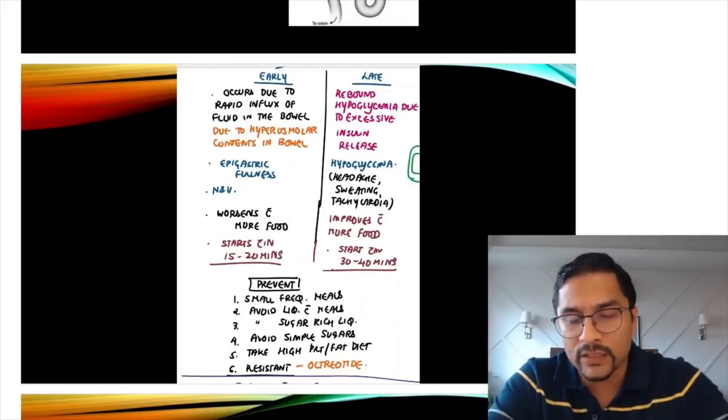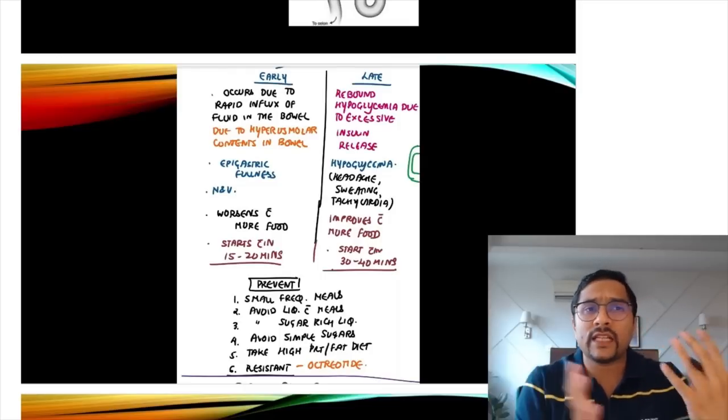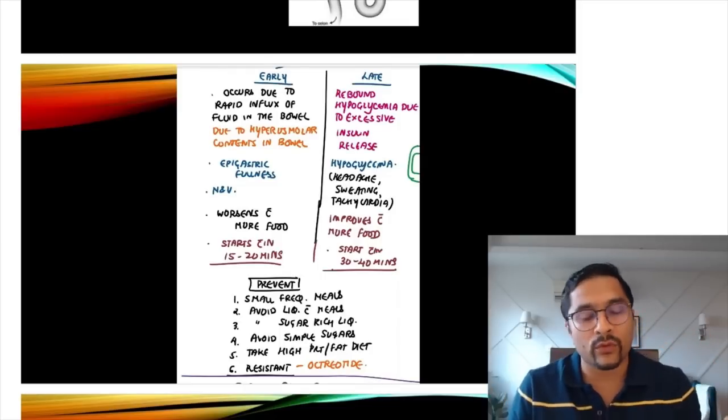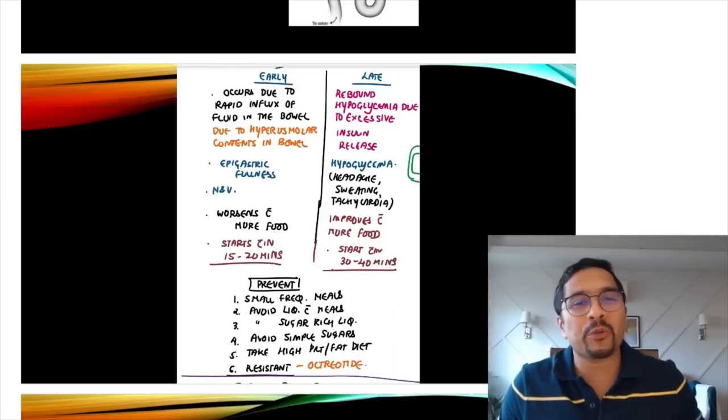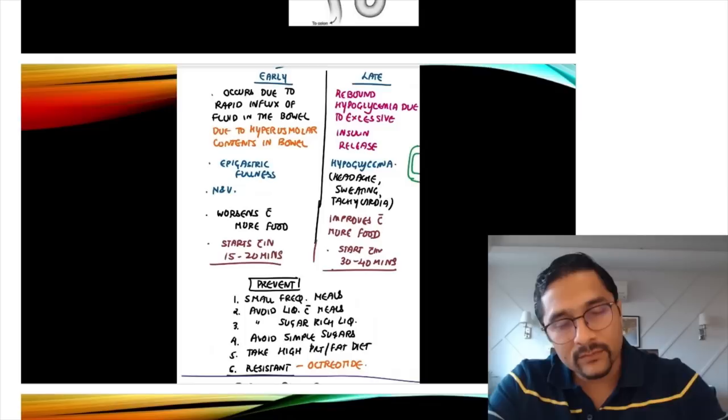Right, those will be the features and they will occur almost within 10 to 15 minutes of eating food. And also, if the patient eats more food, there will be more bloating and more vomiting.